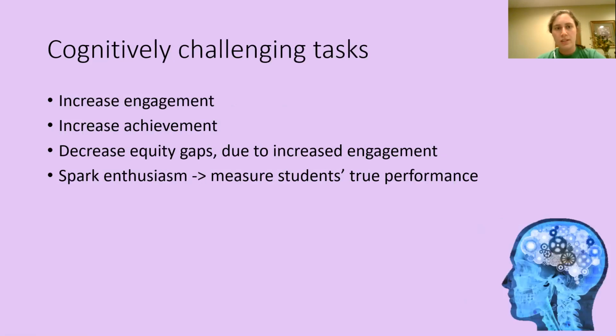So initially, the text talks about cognitively challenging tasks, and these increase engagement, which increases achievement, and in doing so, they can decrease equity gaps. So by sparking enthusiasm, we can measure our students' true performance, because they'll want to be engaged, and then hopefully they'll have higher achievement.